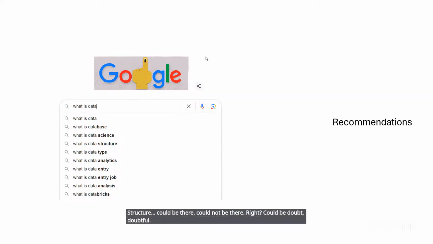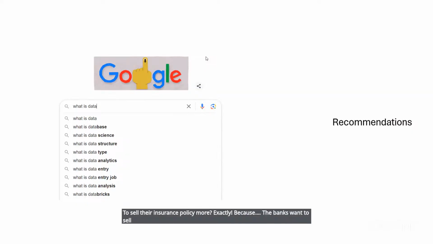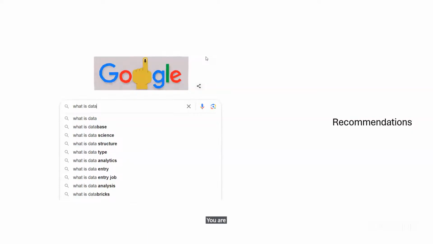Very good, a valid point. Because of the insurance, to sell their insurance policy more. Exactly, because the bank wants to sell their insurance policy. You are going with a home loan, you are putting in the documents, you are paying everything, right? This is called cross sell.